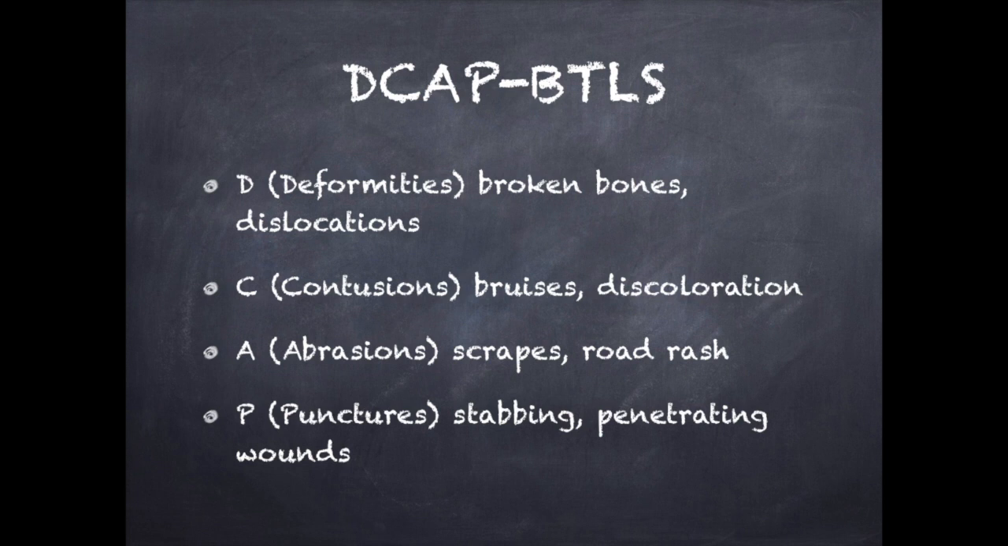C stands for contusions, bruising, discoloration. A is abrasions. A scrape or road rash would be an example. P stands for punctures. That would be a stabbing or penetrating wound.